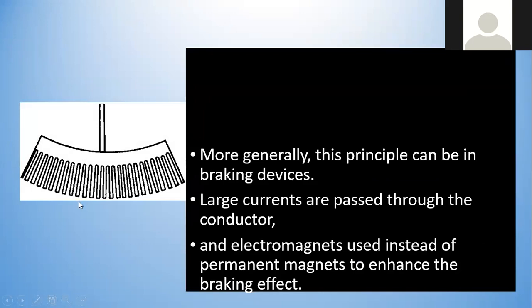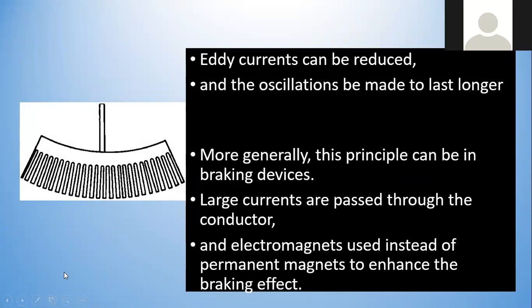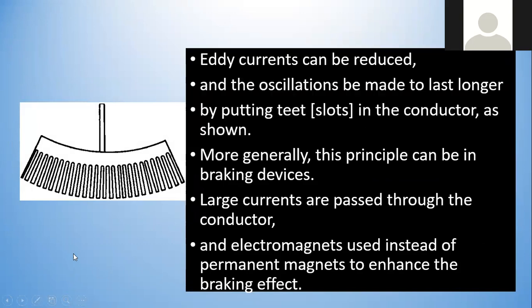If we put slots there, the eddy current can be reduced, and the swing can last longer. Why? Because the eddy current, the induced current, cannot flow now. We use slots there. This one you can read yourself. You won't bother about it.